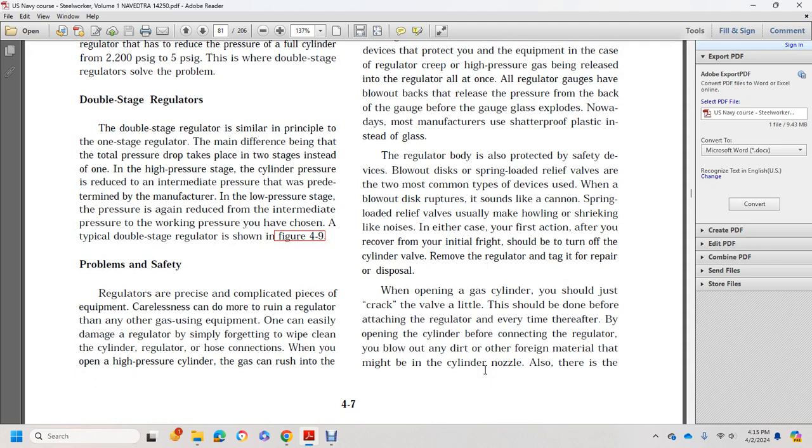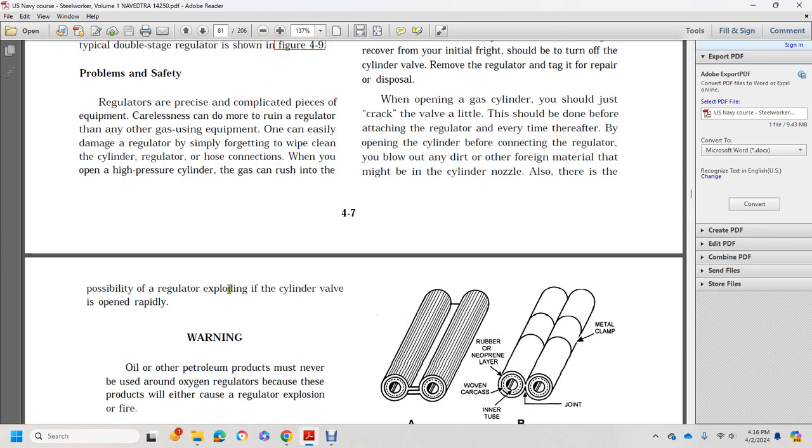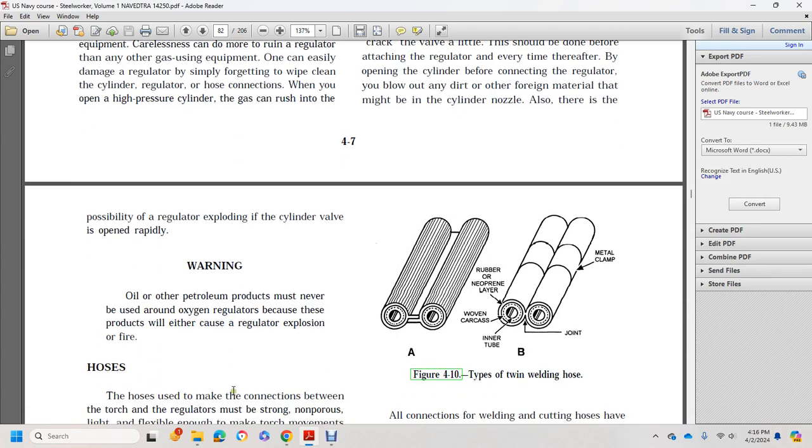When opening a gas cylinder, you should just crack the valve a little. This should be done before attaching the regulator every time. By opening the cylinder before connecting the regulator, you blow out any dirt or other foreign material that might be in the cylinder nozzle. Also, there is the possibility of the regulator exploding if the cylinder valve is opened rapidly. Warning: oil and other petroleum products must never be used on oxygen regulators, because these products can cause a regulator explosion or fire.